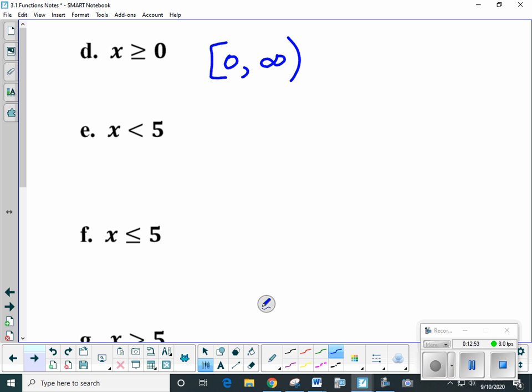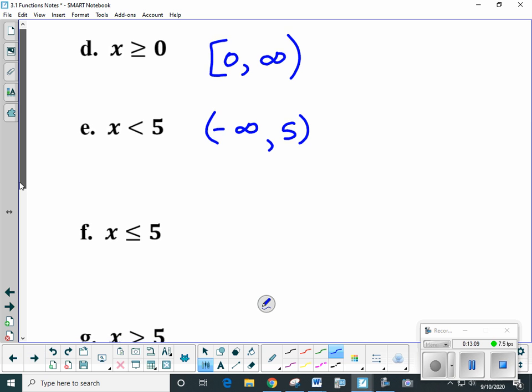For E, x values that are less than 5. So that goes all the way to the left to negative infinity. We always go left to right. So I'm going from negative infinity to 5, and I put a parenthesis around the 5 because it's not included. And I never put a bracket around infinity or negative infinity.